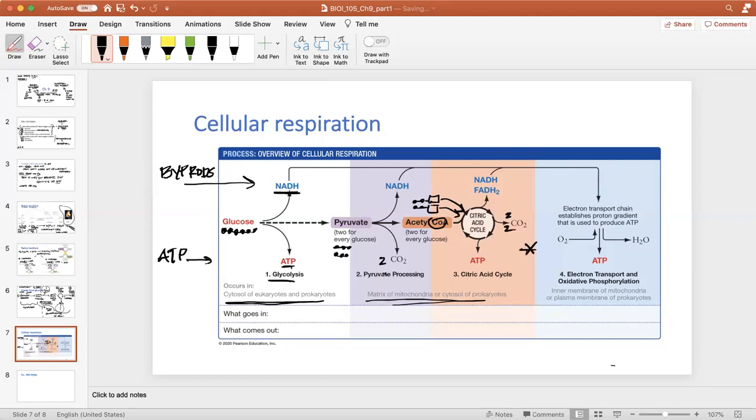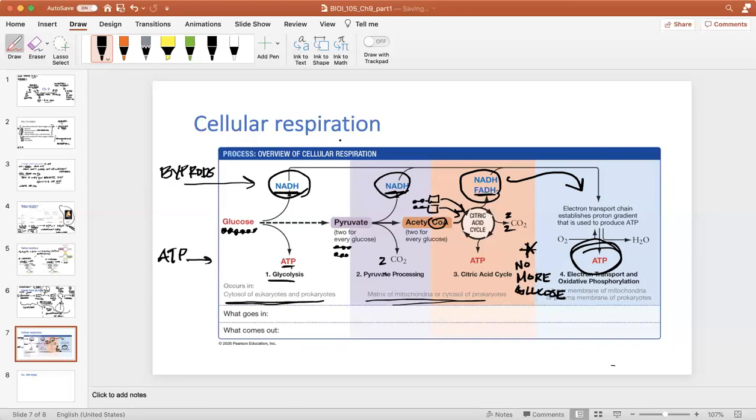And at this point, we've used up the glucose, right? So no more glucose. Oh, that's a G, glucose. But what we've done is we've generated all of these high energy electron carriers. We can use these guys here in something called the electron transport chain, and it's going to generate ATP for us.